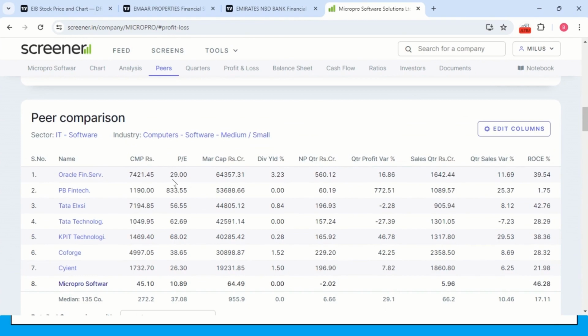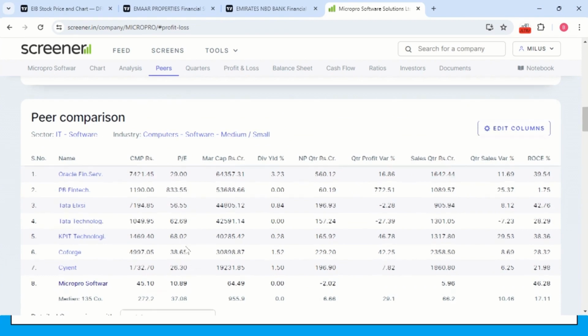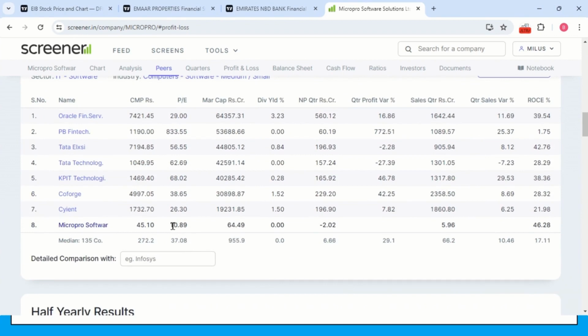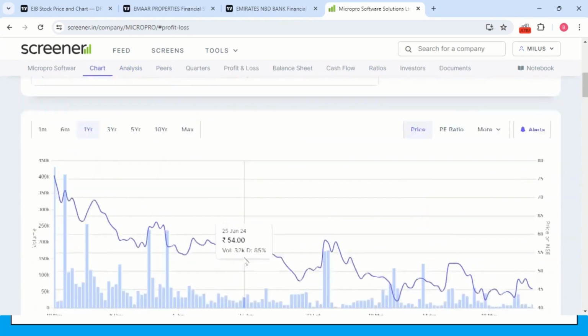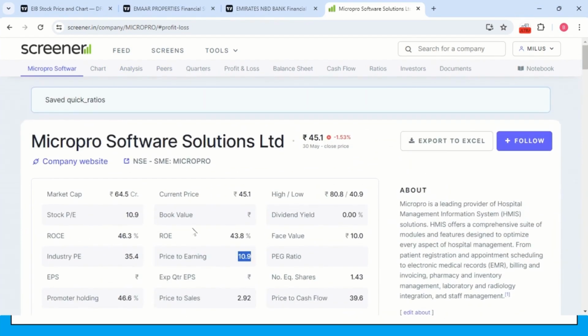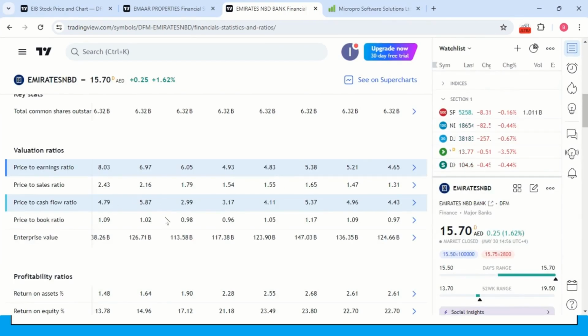The PE ratio available there is 29.83, which is not too much, right? So you can compare it with the other peer companies, and this one will be low. It means that's a good PE ratio, and you can invest in this one, Microsoft. That is the impression you need to take from this kind of PE ratio. This is in terms of the Indian stock market.